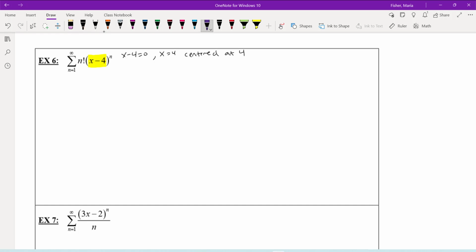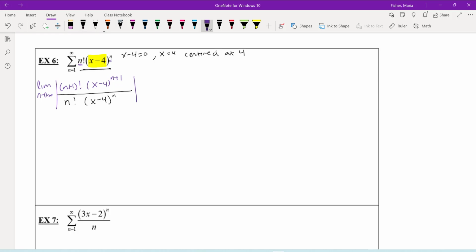How do I do that? I use the ratio test. So we do the limit as n goes to infinity of the absolute value of a sub n plus 1. So here I write (n plus 1) factorial, and then (x minus 4) raised to the n plus 1, divided by a sub n. Typically we multiply by the reciprocal, but since I don't have a fraction right now, I'm just going to divide it by that a sub n, which is given: n factorial times (x minus 4) to the n.